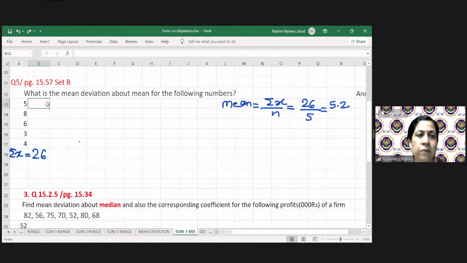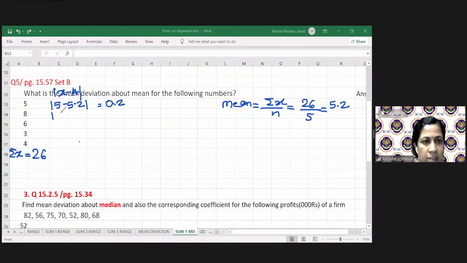So now we will be finding out x minus a. So what is x minus a over here? And I have to find out mod of x minus a. So I will find out mod of x minus a. This will be mod of 5 minus 5.2. How much will be 5 minus 5.2? This will be equal to 0.2.